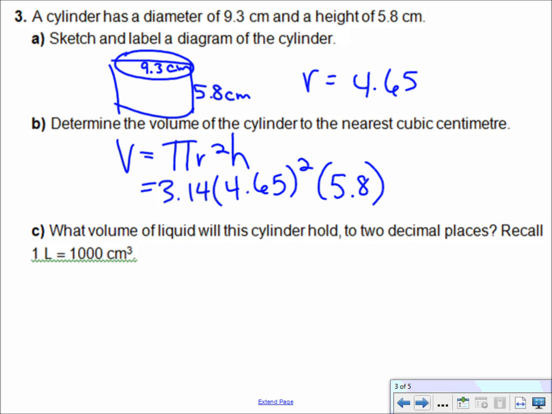Some of you are forgetting to square things, so make sure you're squaring this number. So 3.14 times 4.65 to the exponent 2 times 5.8. So I got my volume, and Sean, I know you've done it, so you can check. 393.94, so 394 to the nearest cubic centimeter. Centimeter cubed.